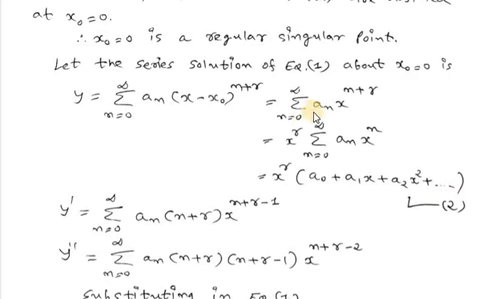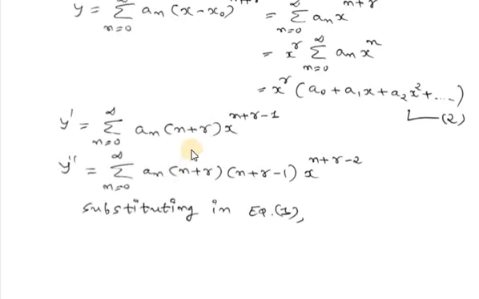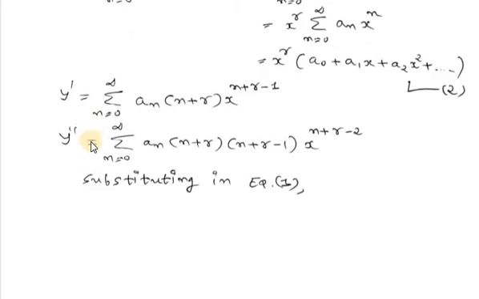Now find out the derivative of this equation. So it will become y' equals sigma n equals 0 to infinity a_n, and the derivative of x^(n+r), that is (n+r) x^(n+r-1). Now again find out the derivative of this equation. So it will become y'' equals sigma n equals 0 to infinity a_n (n+r), and the derivative of x^(n+r-1), that is (n+r-1) x^(n+r-2).